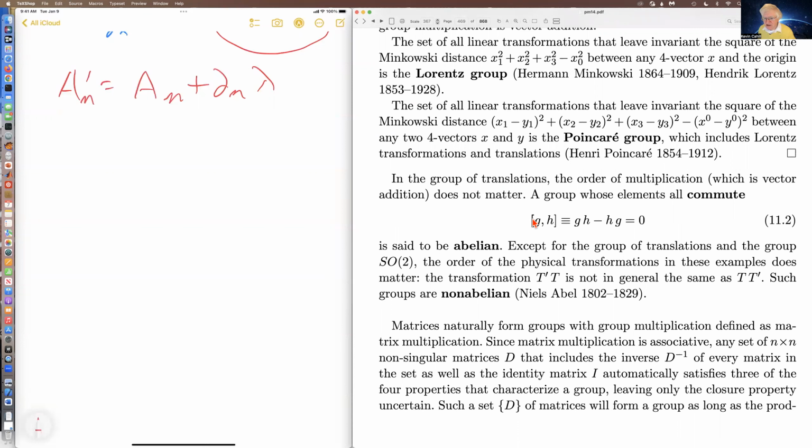Now, in groups of translations, the order of multiplication doesn't matter. You can go east and then north, or you can go north and then east. And if you go the same distance in both cases, same distance east and the same distance north, you wind up in the same place, whether you go east, north, or northeast. A group in which the order of multiplication doesn't matter is said to be an abelian group, named after Niels Abel.